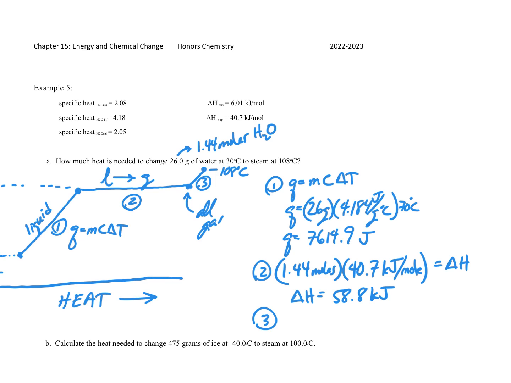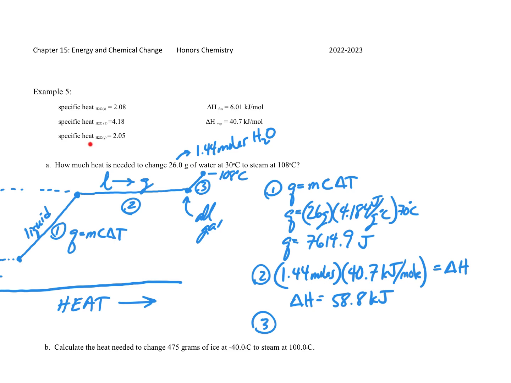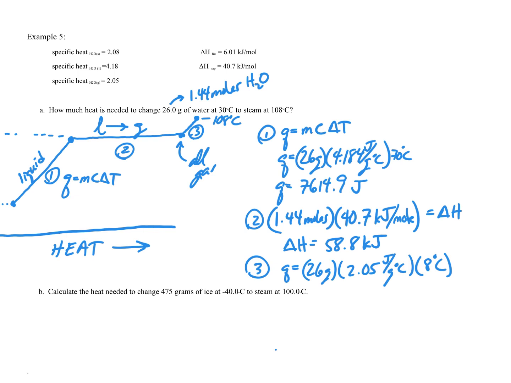Okay. And I want you to focus on the specific heat. The specific heat of steam, 2.05 joules per gram degree Celsius. Okay, I'm going to write that in. Okay, so the specific heat for steam is 2.05. We have 26 grams of steam. The steam changed temperature by 8 degrees. It went from 100 to 108. Okay, the rest is just calculating. All right, and that is the calculation.